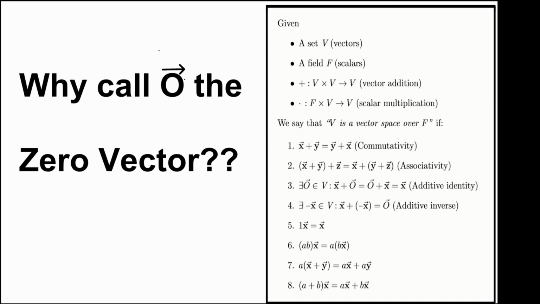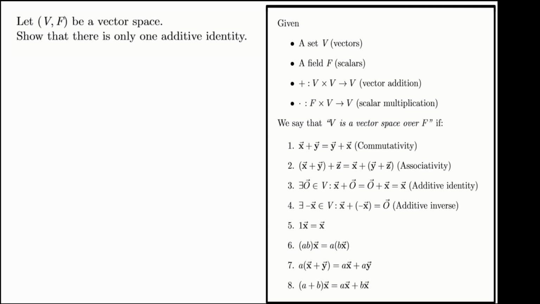In my last video, we looked at examples of how to use the definition of a vector space to prove basic properties about how algebra works with vectors. Now, let's prove some basic properties about the zero vector to see that it really lives up to its name. So far, I've been saying the zero vector as if there's only one vector that functions as the additive identity.